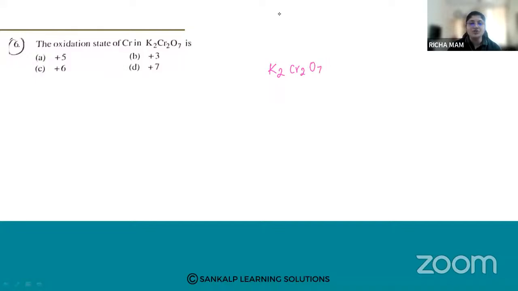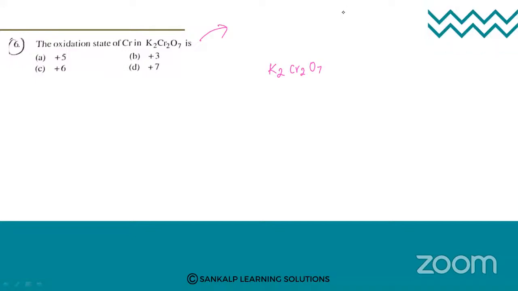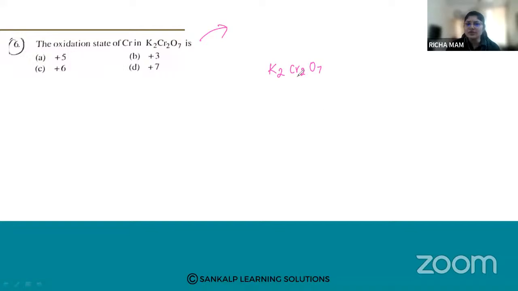K2Cr2O7 is what? Potassium dichromate. So this we have studied in the important compounds of transition elements. Two important compounds are to be studied, that is KMnO4 and K2Cr2O7, right? So first we'll determine the oxidation state of chromium. Chromium we don't know. So we need to know some of the common oxidation states. Potassium is what?